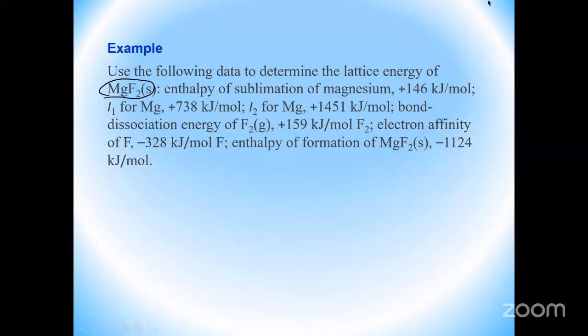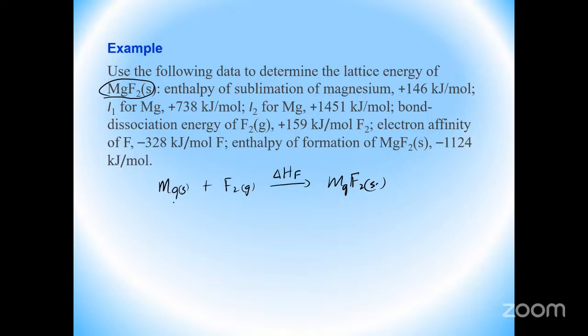So they gave you the first and second ionization energy. They gave you the bond dissociation energy. They gave you the electron affinity of fluorine. And they gave you the enthalpy of formation of magnesium fluoride. All right, so I think I should be able to squeeze this in here. So basically, we're going from Mg solid plus F2 gas to form MgF2 solid. All right? And the enthalpy change for that would be enthalpy of formation, all right?